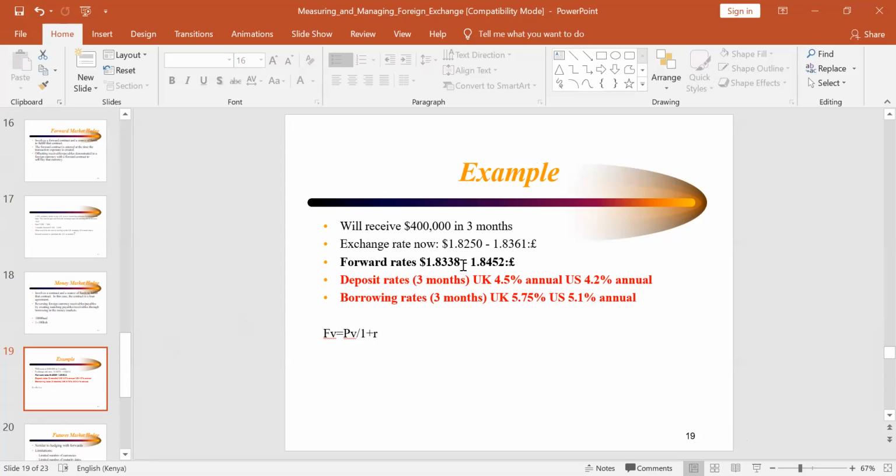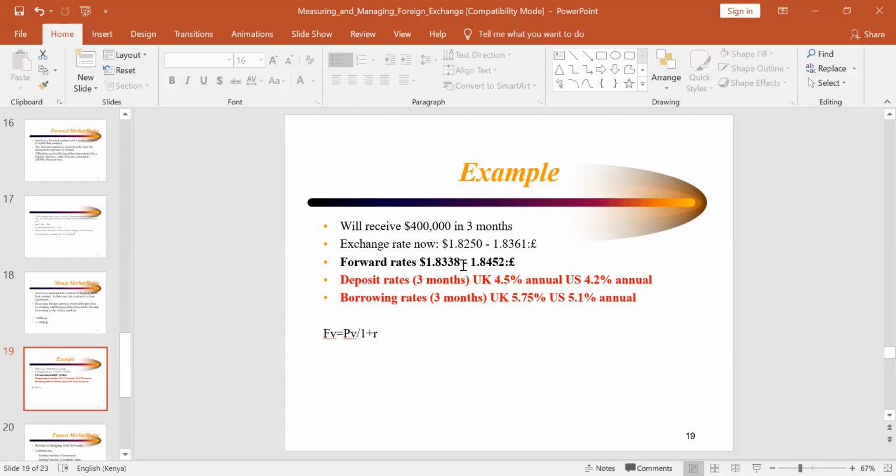Hope you are copying the question because I will not be able to share the two screens at the same time. The spot rate, which is the exchange rate now, is $1 to 82.50 to 1.8361 pounds. Then you are told the deposit rate. It's 4.5% in UK, then 4.2% in US. These are annual rates. Take note of the annual rates.